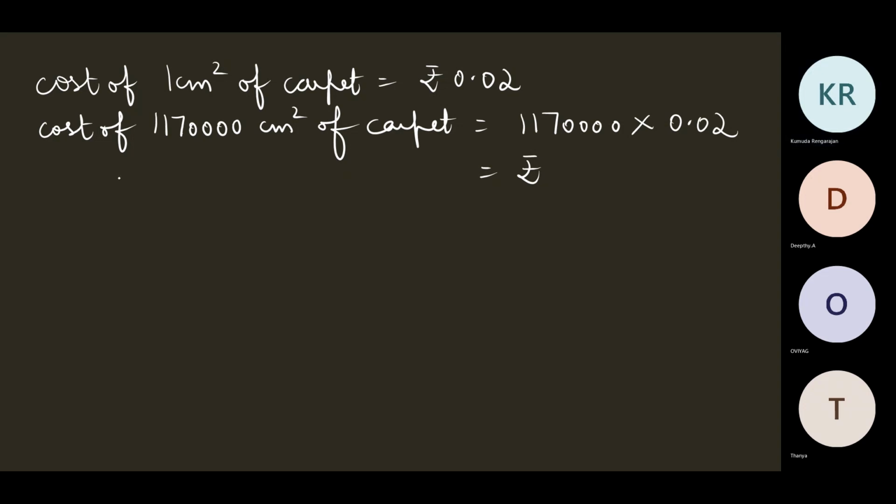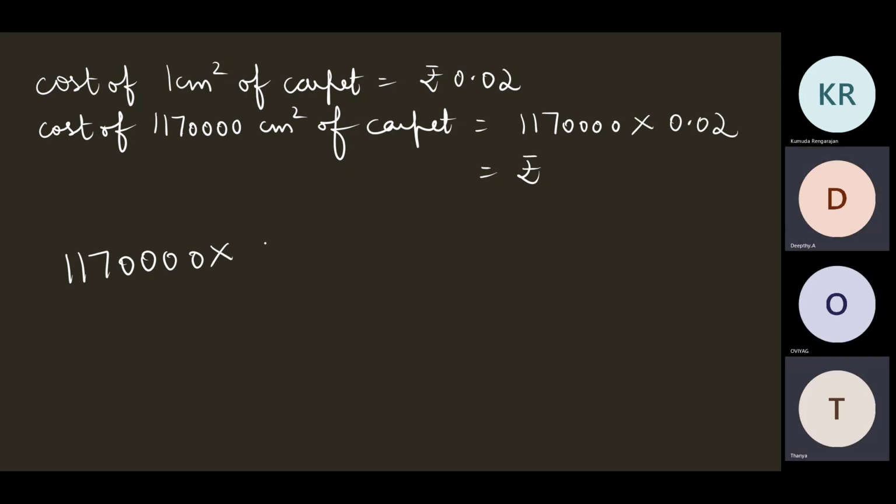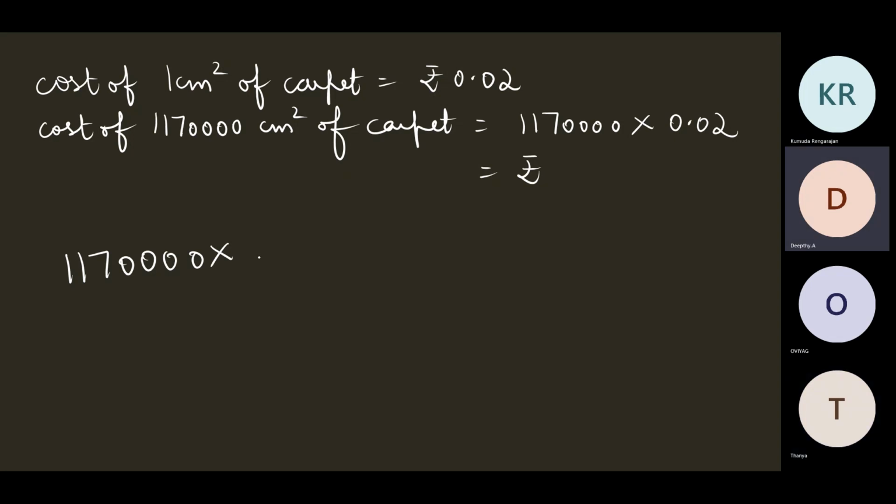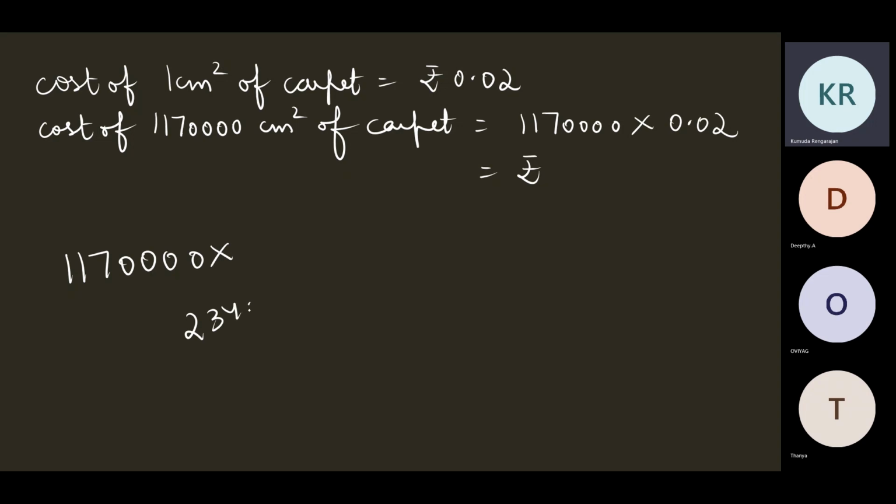Okay. So how did you multiply? See, it's 117 4 zeros into 0.02. Ma'am, I got the answer as 23,400.00. Correct. That's correct. Yes. 23,400.00. So these zeros after the decimal point you can ignore. So it is 23,400.